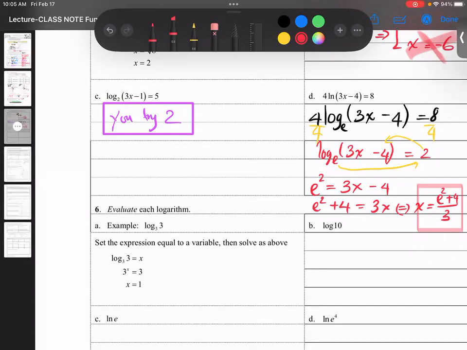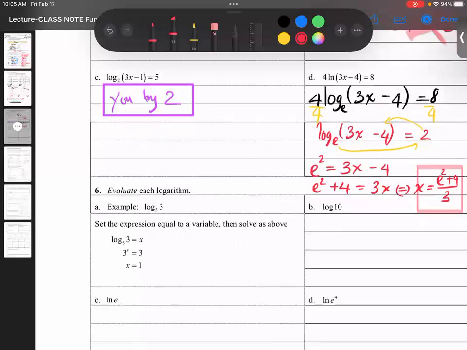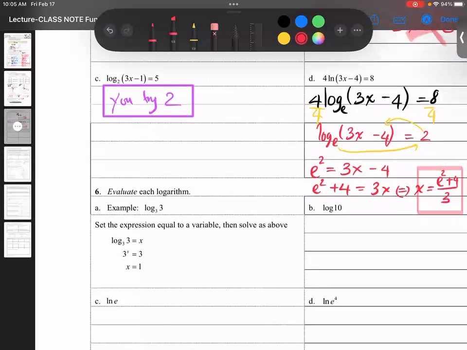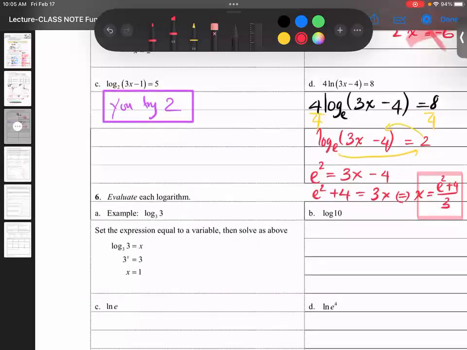There are many types of solving logs. Right now I have a log on the left-hand side and a number on the right-hand side. All you do is just transform to exponential. Later, you're going to see more complicated log equations, right? You have 2, 3 logs on the left, and then you have another log on the right. Don't be afraid. I'll show you techniques to solve for that. So that's solving logs. Next, we're going to evaluate.